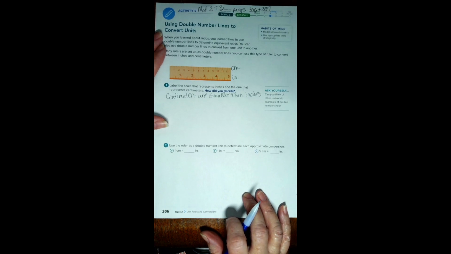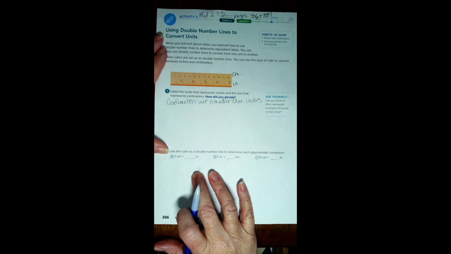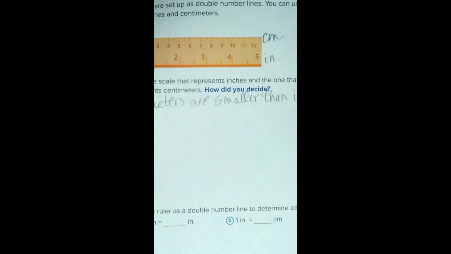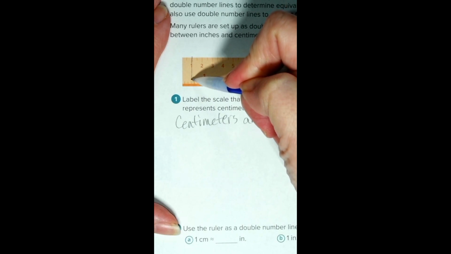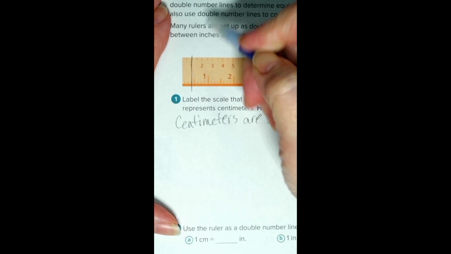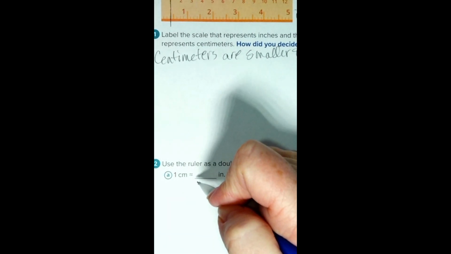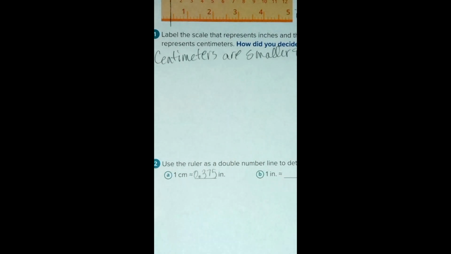Okay, use the ruler as a double number line to determine each approximate conversion. So I think the first one is the hardest. 1 centimeter is about how many inches? Let me see if I can zoom in on this here a little bit. I'm going to move my paper over. So 1 centimeter is right here. If I follow that down, it's here. So we need about what fractional part of an inch that is. It's less than half of an inch. I'm going to have you mark that as about 0.375 inches, please.